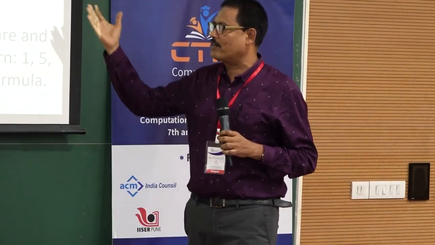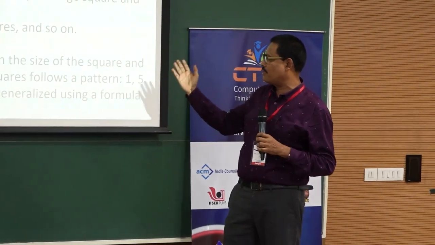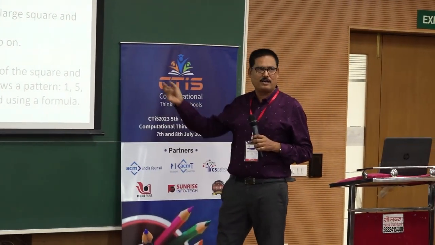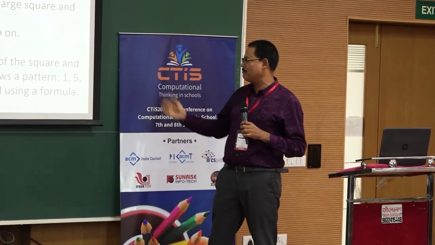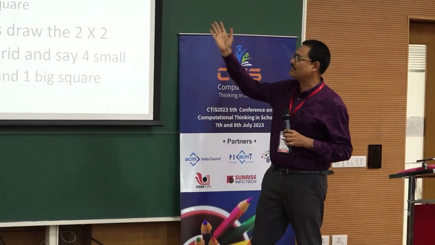After completion of the observation, pattern and generalization, students observe the relationship between the size of the square and the number of squares. The numbers of squares are 1, 5, 14, 30, and so on. These numbers can be generalized using a formula. So this is the activity.